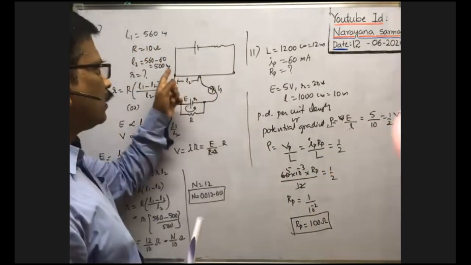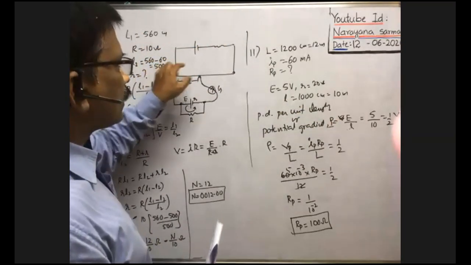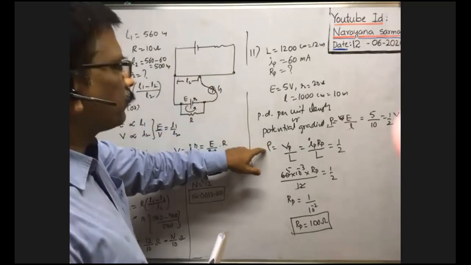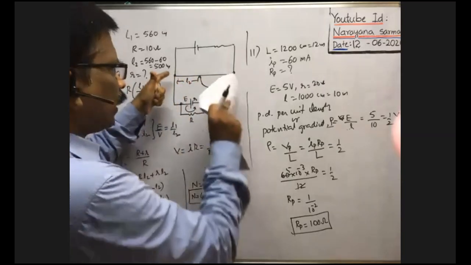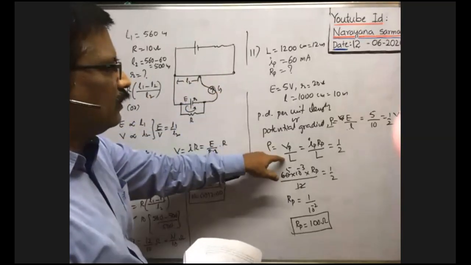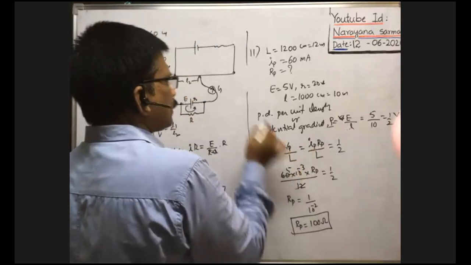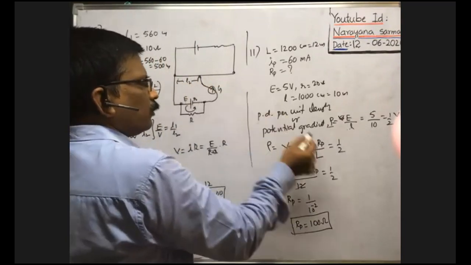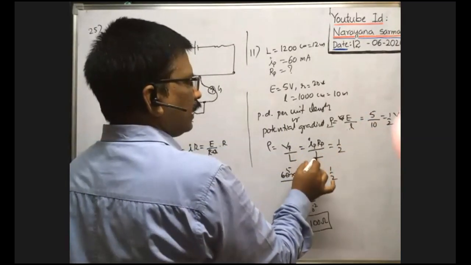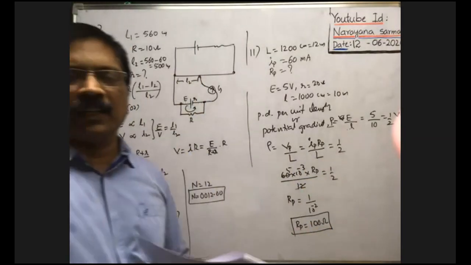But the potential gradient across the potentiometer wire we already got by this method. The potential drop per unit length of the potentiometer wire, that means rho, called the potential gradient, is equal to the potential drop across the potentiometer wire by the length of the potentiometer wire L. Vp can be written as the current passing through the potentiometer wire into the resistance of the potentiometer wire, by L. That is equal to 1 by 2. Here Ip is given, L is given. If you substitute here, then Rp is equal to 100 ohm. In this way, we can find the resistance of the potentiometer wire.